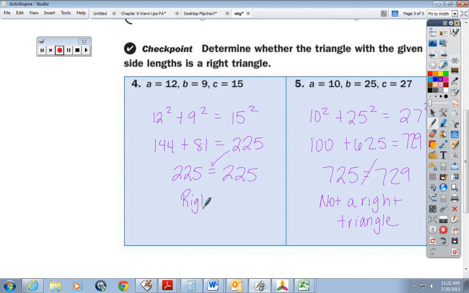Check your work with mine. So you can't just put yes or no? I want you to go ahead and say right triangle versus not a right triangle, because by saying yes or no, it almost sounds like you're saying yes, this is a triangle, no, it's not. They're triangles. It's just do they make a right triangle?